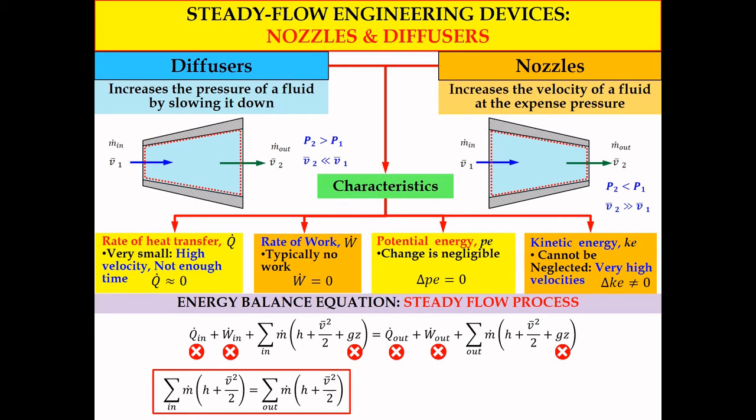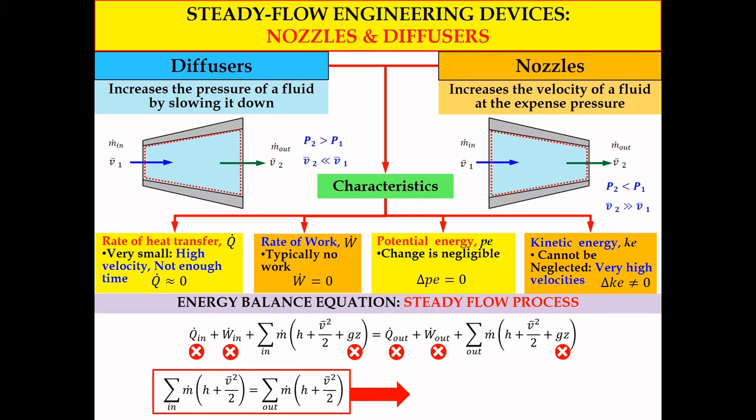So the remaining terms for the energy balance equation will be the total in, m dot multiplied by h plus v bar square divided by 2, equal to the summation or total out, m dot multiplied by h plus v bar square divided by 2. So this is the general energy balance equation after we cancel out whatever terms are not involved for the diffuser and also for the nozzle.